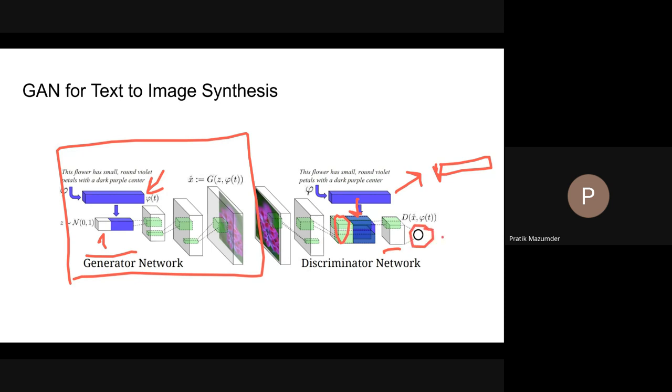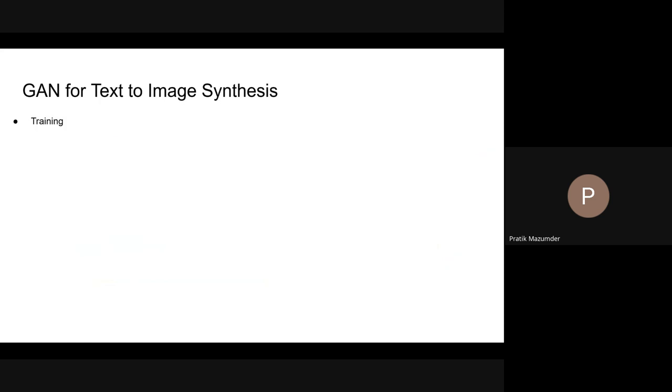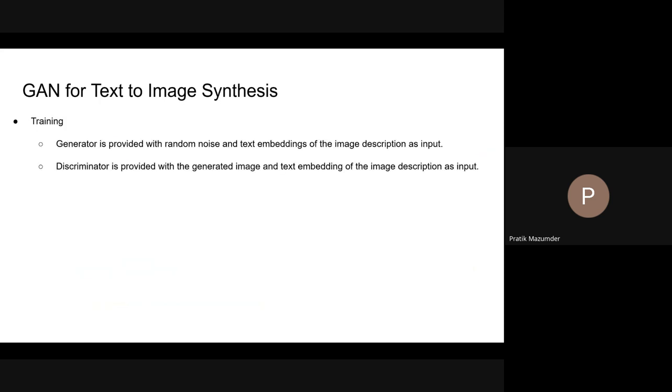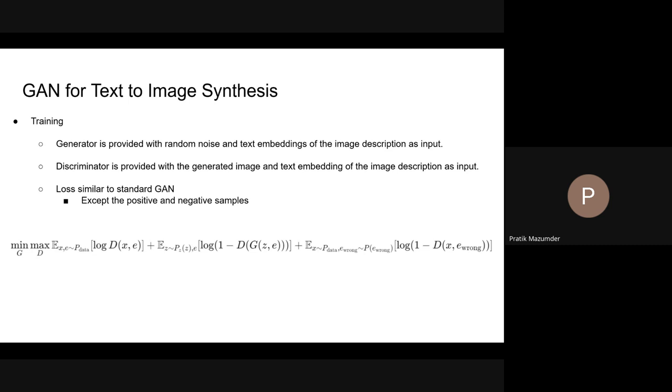And finally, you get your output at either 0 or 1, depending on whether it's a fake image or a real image. So, in terms of training, you're still doing something similar to a standard GAN itself, except that you will have a slightly different set of positive and negative samples, because you are incorporating the condition as well.